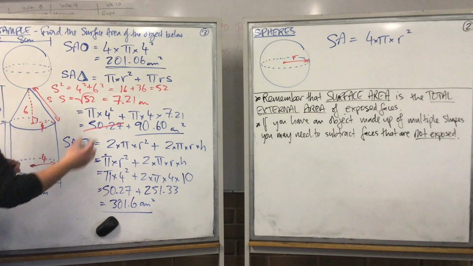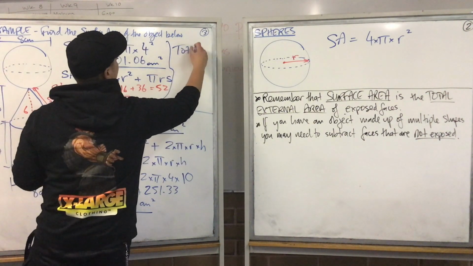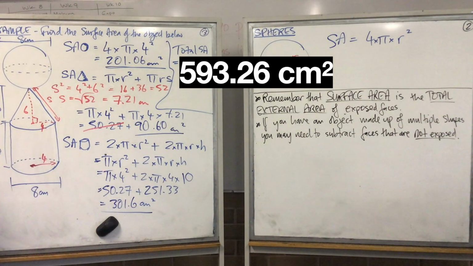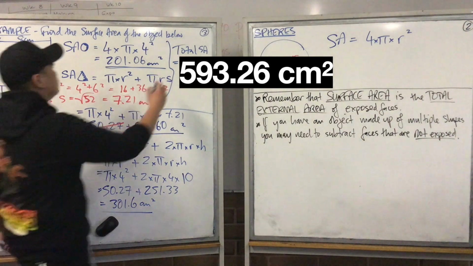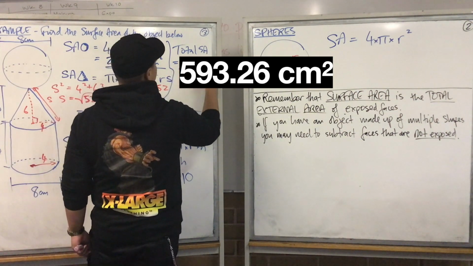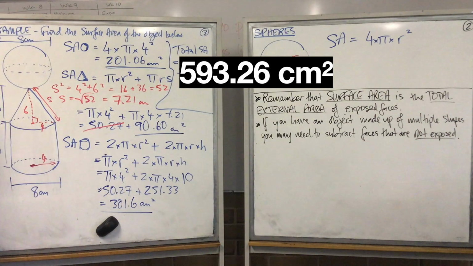Add them together. So total, put a box here, total SA is going to be square centimetres. Can you get that example down, please? I'll stop the recording now.